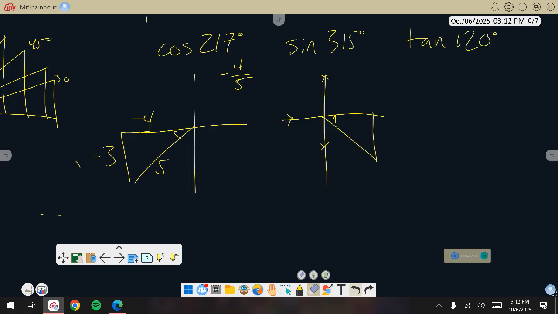So what does that mean? Well, this is a 45, 45, 90, so 1, 1, root 2, okay? And since that's underneath, we have a negative y and a positive 1. So what is the sine of 315? Negative 1 over root 2. Of course, if I'd asked for the cosine of 315, it would just be 1 over root 2 in this case.